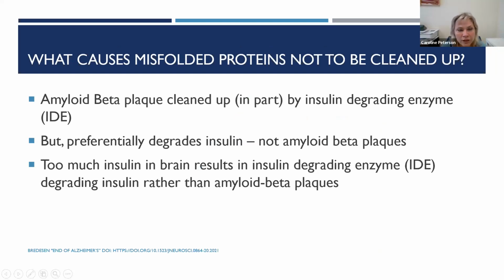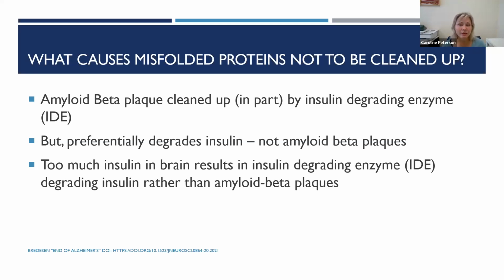So one of the main reasons that misfolded proteins are not cleaned up is because the insulin degrading enzyme is used both to clean up the amyloid beta plaque and insulin. So if there's too much insulin circulating in the brain, the insulin degrading enzyme is going to be like, I'm going to be working on that insulin instead of the amyloid beta plaques, because degrading the insulin is my number one priority.